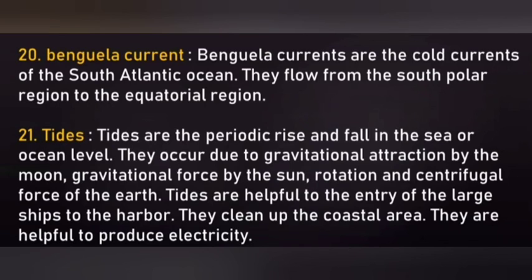Tides. Tides are the periodic rise and fall in the sea or ocean level. They occur due to the gravitational attraction by the moon, gravitational force by the sun, rotation and the centrifugal force of the earth. Tides are helpful to the entry of lost ships to the harbor. They clean up the coastal area. They are helpful to produce electricity.